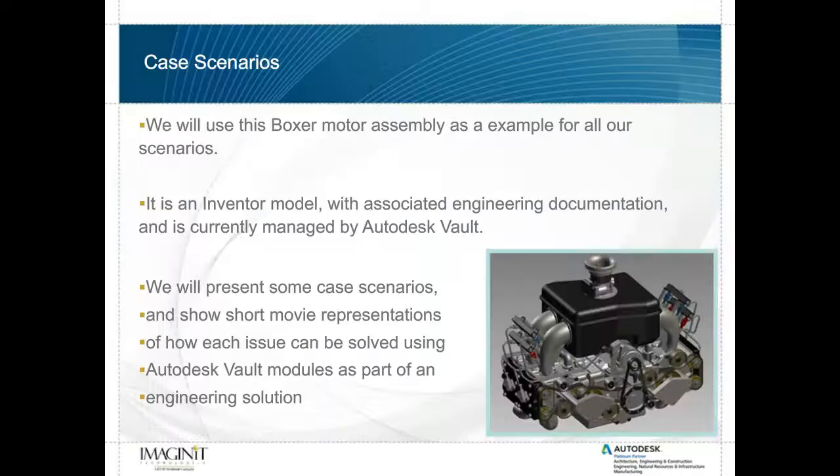So in this case, I've got a boxer motor assembly. It'll be the example for the scenarios. And this is an Inventor model with drawings. So we've got all of our engineering documentation associated with it, and it's going to be managed by Autodesk Vault. And then we'll take a look at some case scenarios of different things that come up and how Vault handles those different portions. I kind of outlined them as I was going through what we had seen a little bit there.